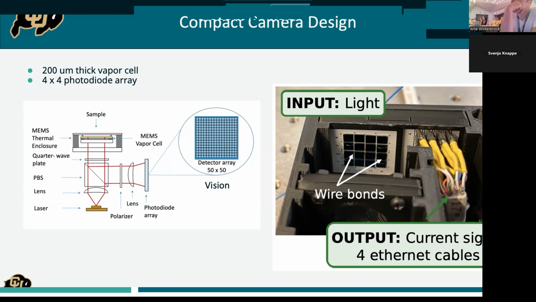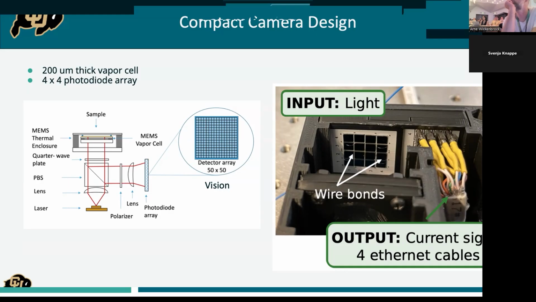And so we built this system. We have our atoms now in a very thin vapor cell. The vapor cell is 200 microns thick. We shine our light through the vapor cell, through the atoms. We reflect it back, and then we image onto a photodiode array. In this case, our photodiode array is a 4x4 array.